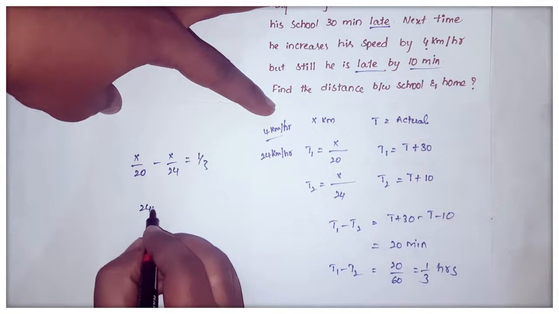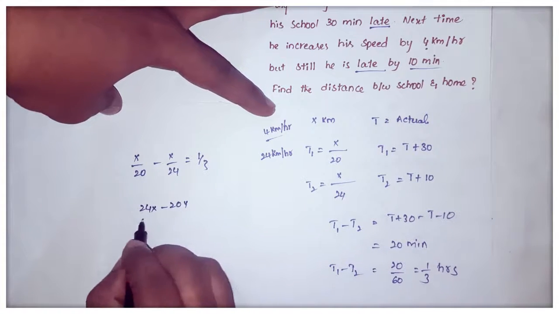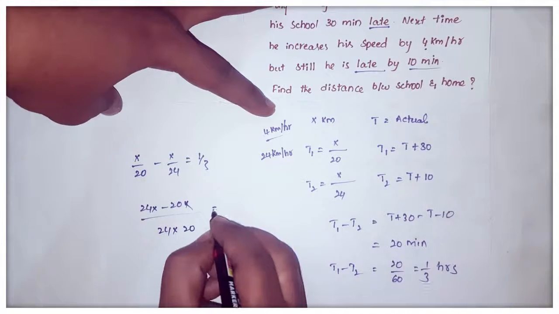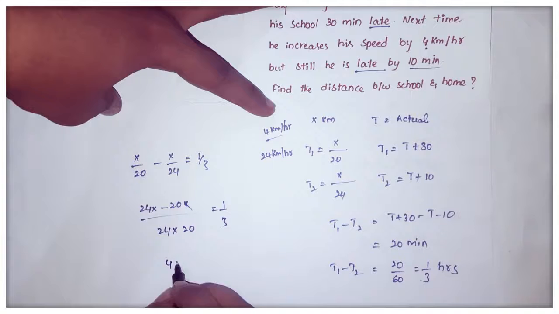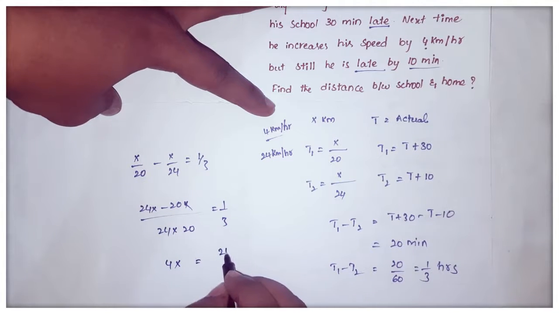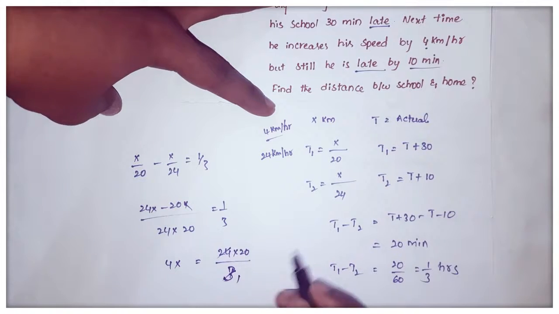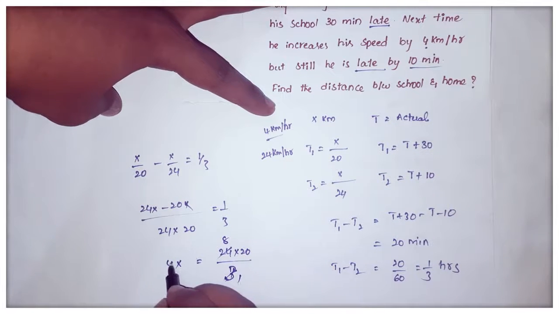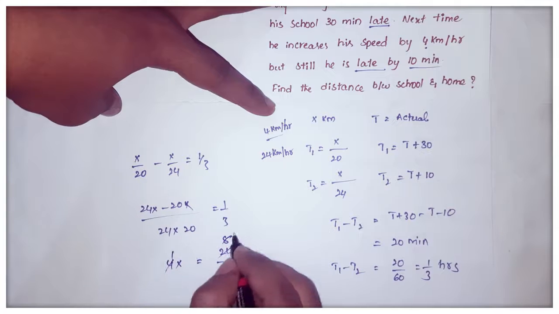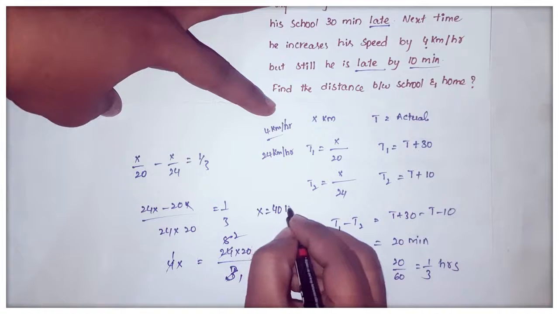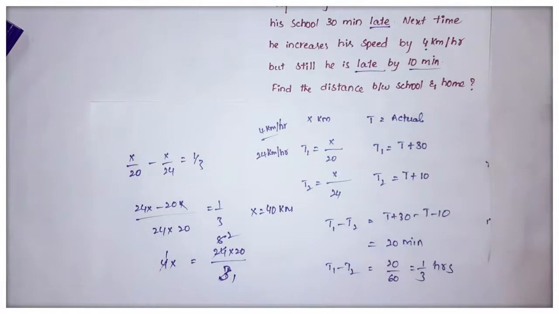So 24x minus 20x by 24 into 20 is 1 by 3. 4x is 24 into 20 by 3. If we cancel that, 8, 4 ones are 4, twos are 8, so x value is 40 kilometers. This is the final answer.